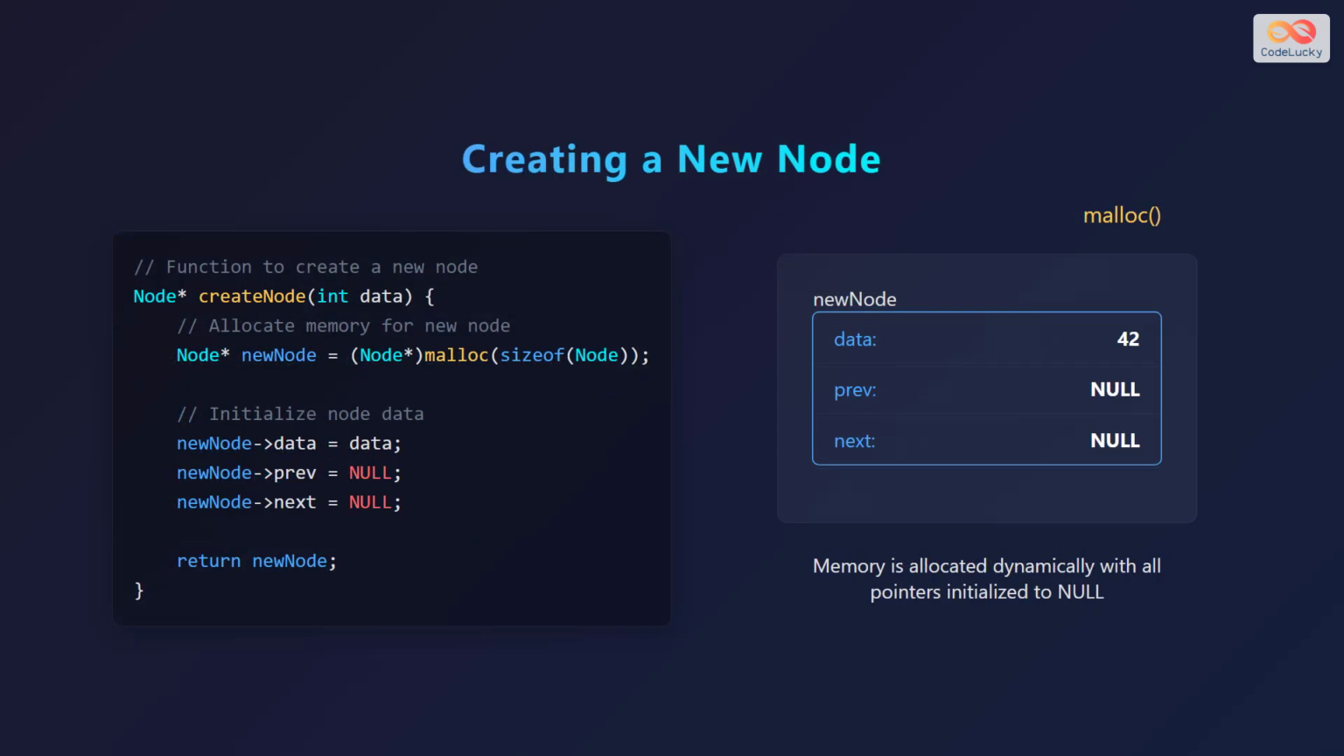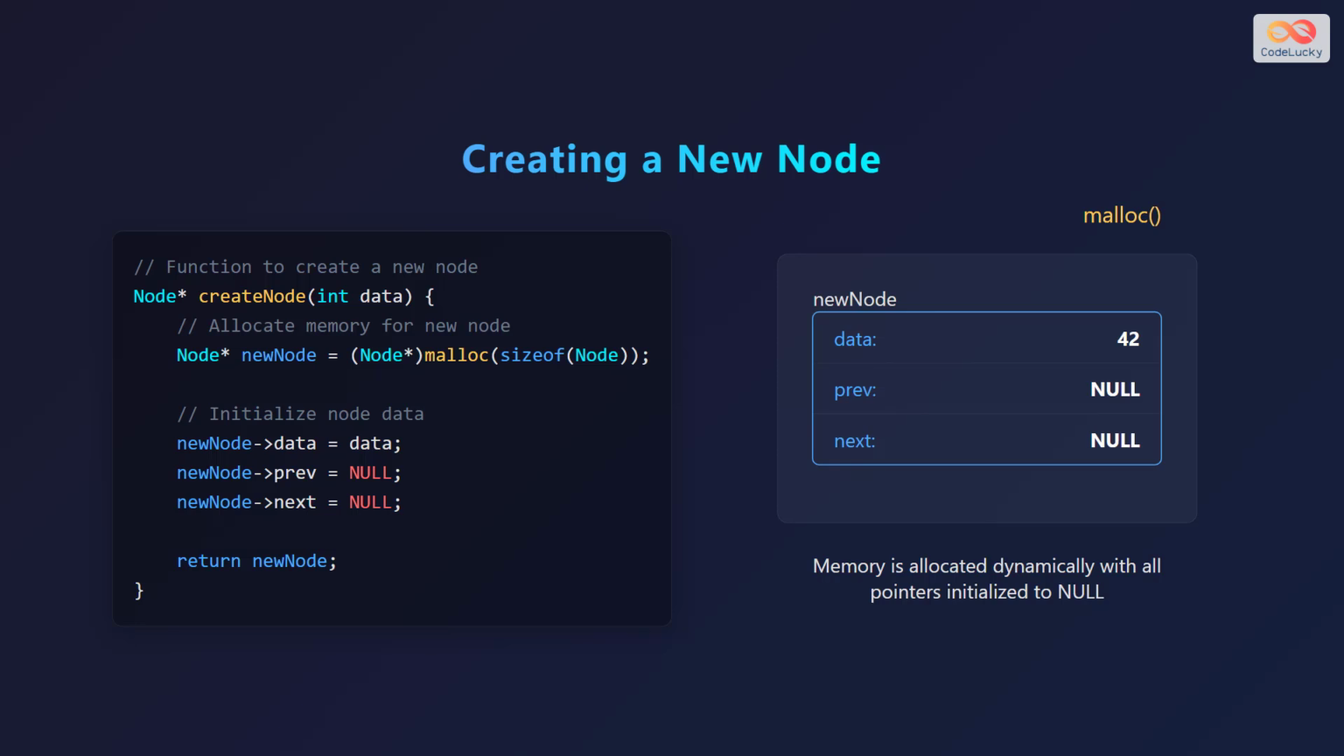To use a doubly linked list, you will first need to create nodes. The C code shown here demonstrates how to dynamically allocate memory for a new node using the malloc function. Inside the createNode function, memory is allocated. The data field of the new node is initialized with the provided data value.